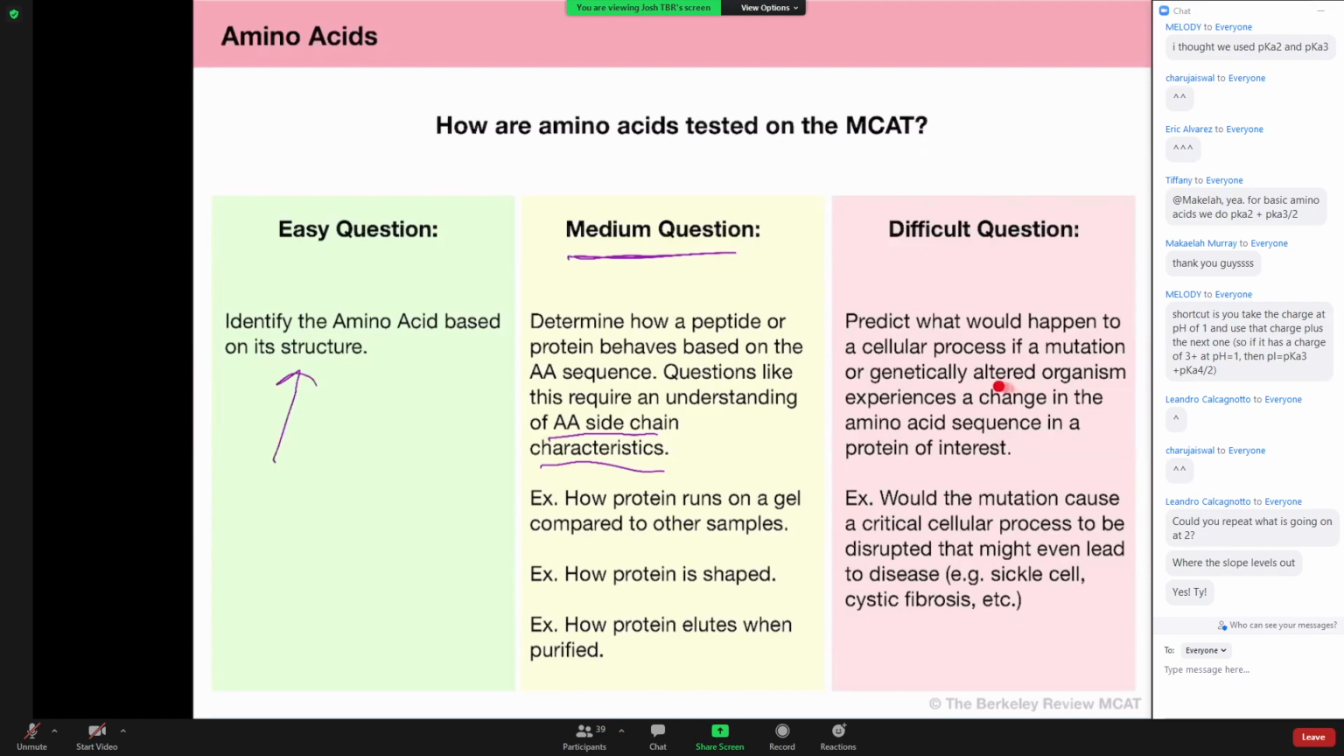Again, would a mutation cause a critical cellular process to be disrupted, right? You might get a passage on sickle cell or cystic fibrosis, and you're playing with different amino acid mutations and how that's going to affect the whole system. So you're going to need a very deep understanding of amino acids, proteins, the structure, and what happens when things are swapped out.